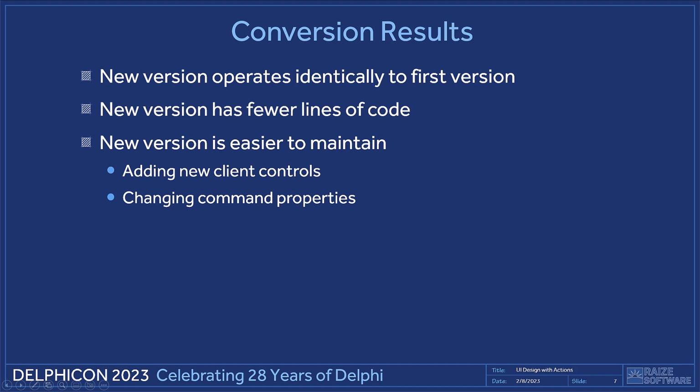So a couple little comments, and I think I've emphasized these enough already, but just to recap, our new version with the actions behaves identically to the first one. We have fewer lines of code. It's easier to maintain. If we have to add new client controls, or we wanted to add more menu items in there, we can simply assign a new action to it. You can also change command properties, and they will cascade through all of the code.